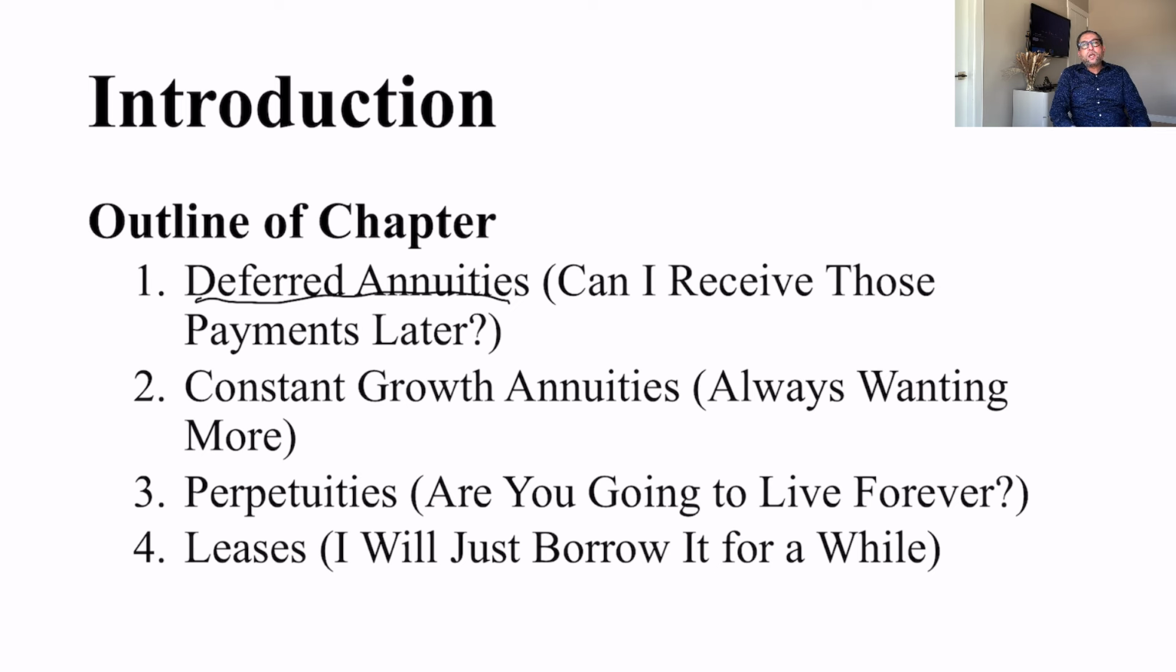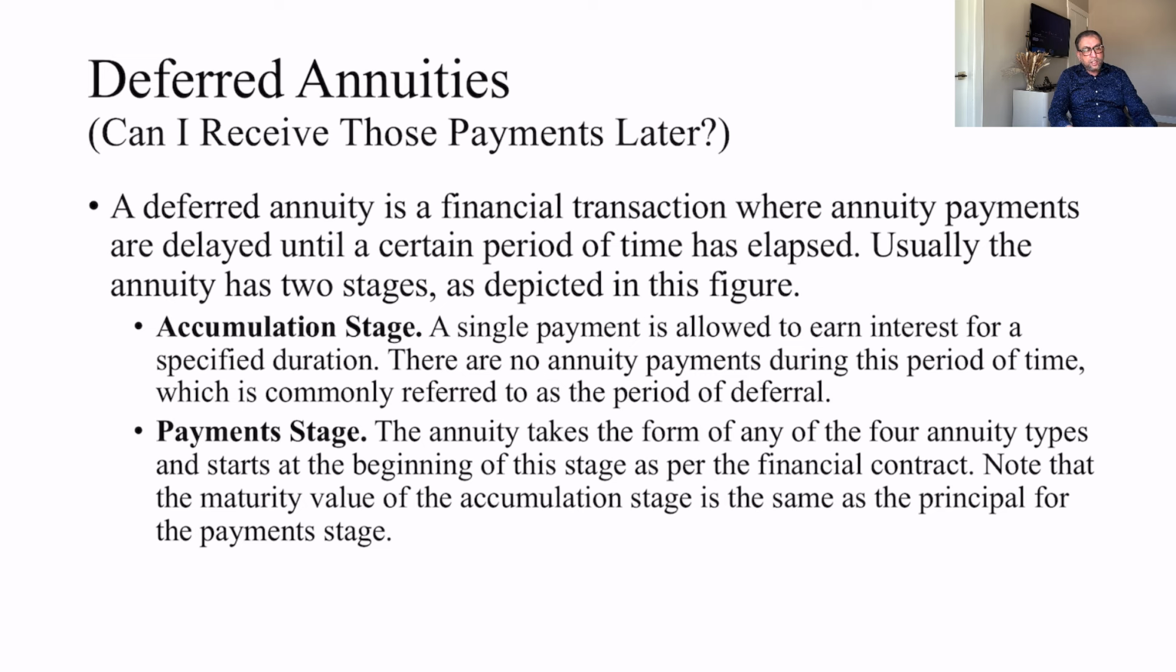And the last one, an appropriate example to discuss annuities, especially special annuities, is a lease. We buy assets on lease, and there are two parties involved in the lease. One is the lessor, the one who is lending the asset, and the other is the lessee, the one who is getting the asset. So let's start in detail with the deferred annuities.